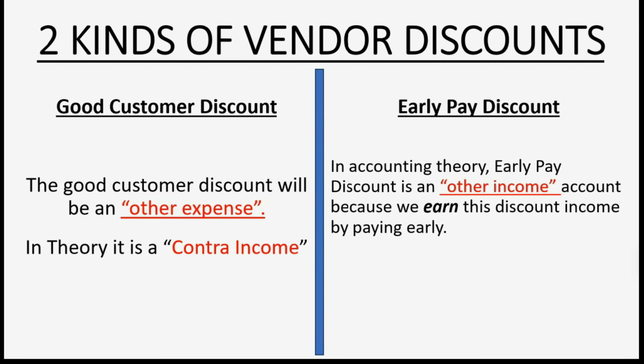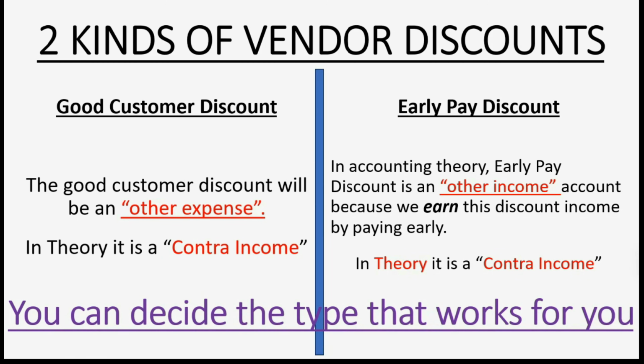You see, in accounting theory, early pay discount is other income because we earn the income by paying early. And that's why accounting theory supports that account type. So in theory, it's contra income, and we will classify early pay discount as other income, and we'll let the good customer discount be the other expense. And you can look at the result of both of them and decide between you and your accounting people which type of classification you would like to make your account.